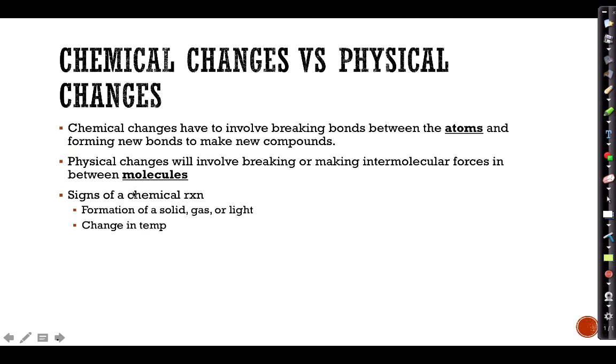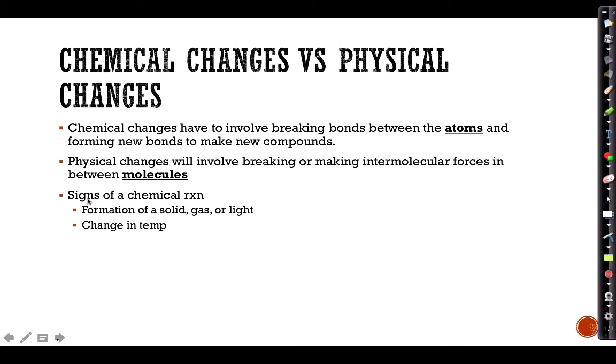So first of all, whenever we have a chemical change or a chemical reaction, it has to involve breaking bonds between the atoms of a molecule and forming new bonds to make new compounds. So you have to be creating something new. A physical change will involve breaking or making intermolecular forces between molecules. So a physical change would be something like melting, boiling.